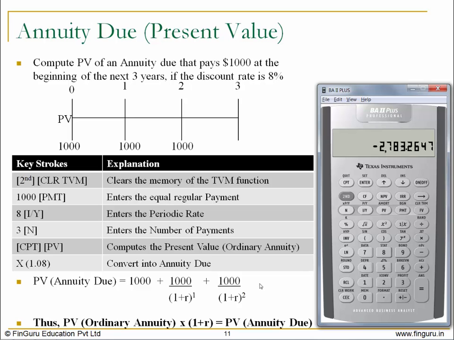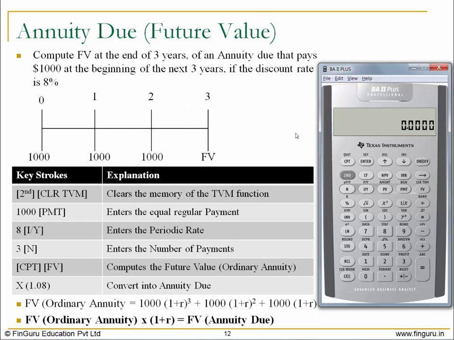Always remember, the present value of the annuity due is larger than the present value of the ordinary annuity by a factor of 1 plus R. Now let's turn our attention towards calculating the future value of an annuity due. We have a question. It says, compute the future value at the end of 3 years of an annuity due that pays $1,000 at the beginning of the next 3 years if the discount rate is 8%.